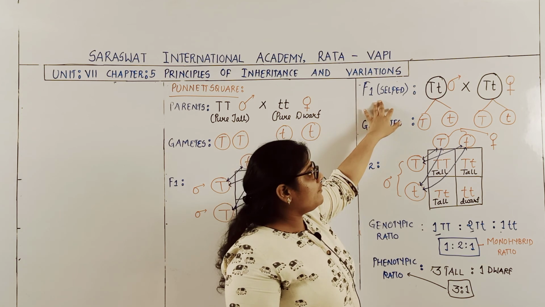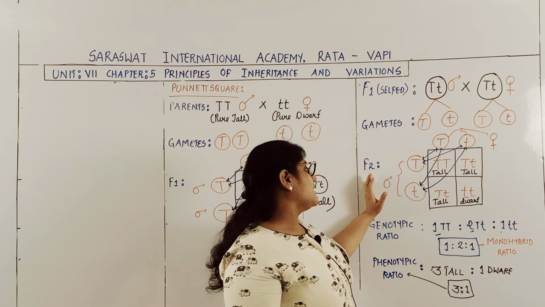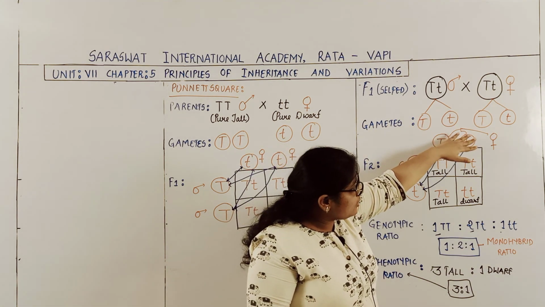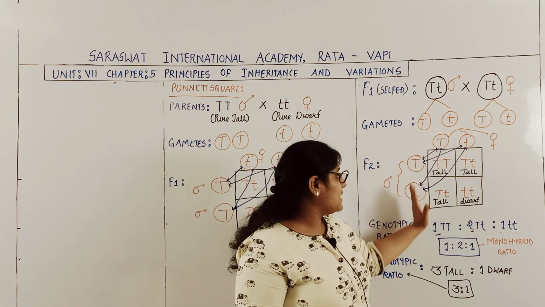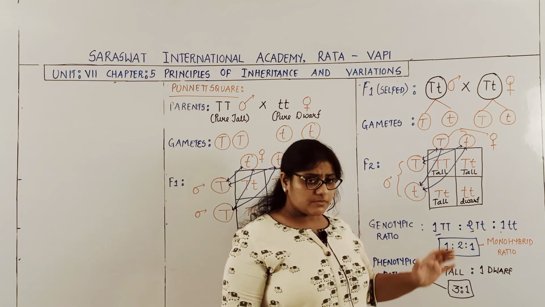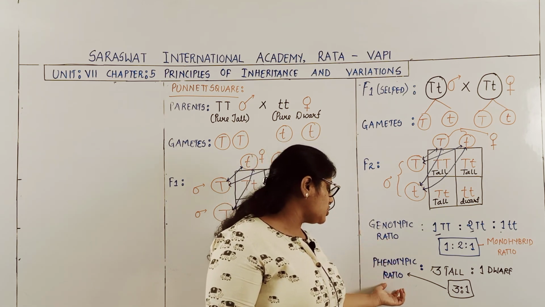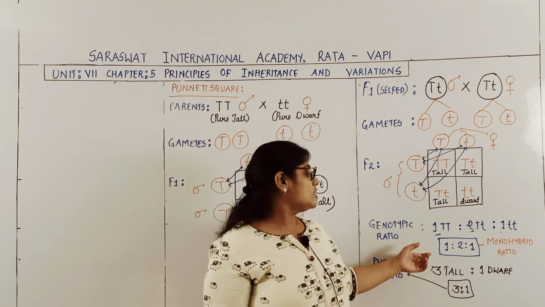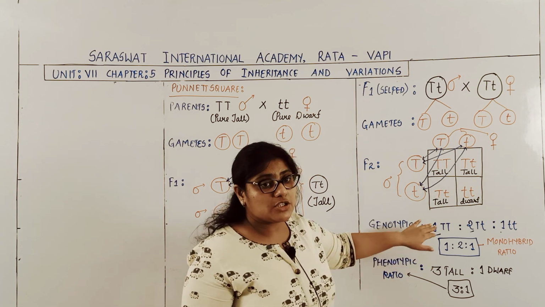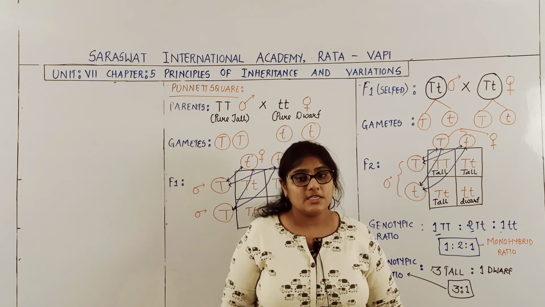Now the F1 generation will be selfed, they will form the gametes, and then again the same thing, the gametes are written on the top rows and the left columns, and we get the F2 generation. From this experiment, we can get the genotypic ratio and phenotypic ratio. So the monohybrid genotypic ratio is 1:2:1 and the Mendel's phenotypic ratio is 3:1.